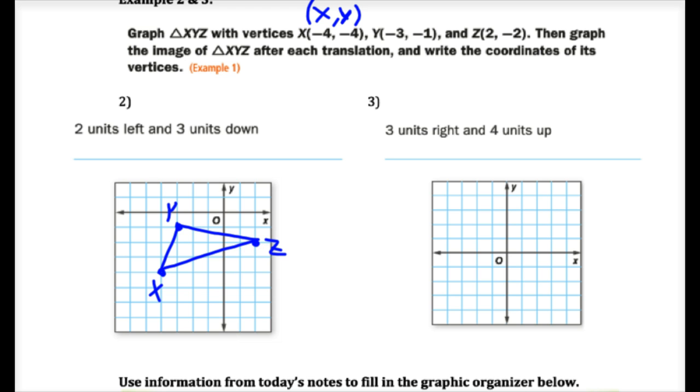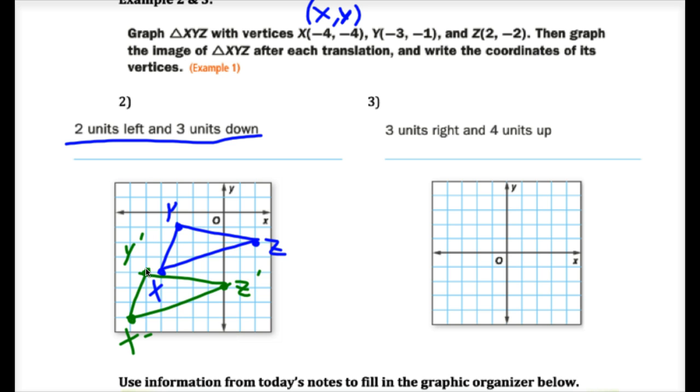Okay. Everybody translate this one 2 left and 3 down. And label them correctly. So I'm going to start at X, 2 left, 1, 2, and 3 down. And what's the name, guys, of the new point? X prime. And then Y, 2 left, 1, 2, 1, 2, 3 down. There's Y prime. And Z prime is 2 left and 3 down. Z prime. Connected? It's really easy.